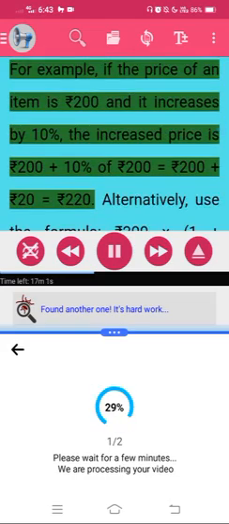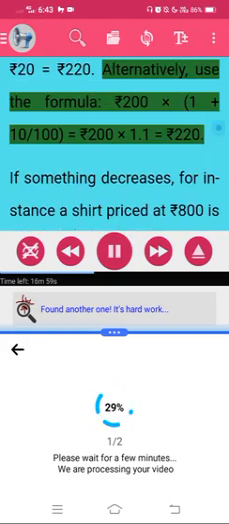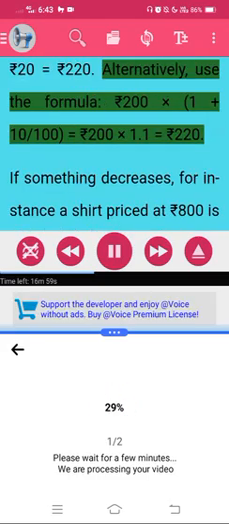For example, if the price of an item is 200 rupees and it increases by 10%, the increased price is 200 rupees plus 10% of 200 rupees equals 200 rupees plus 20 rupees equals 220 rupees. Alternatively, use the formula 200 rupees times (1 plus 10/100) equals 200 rupees times 1.1 equals 220 rupees.